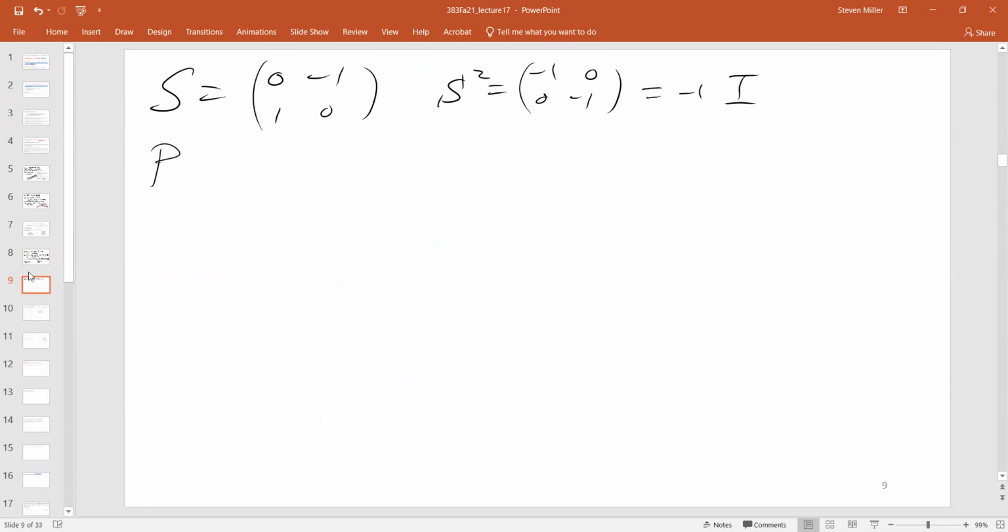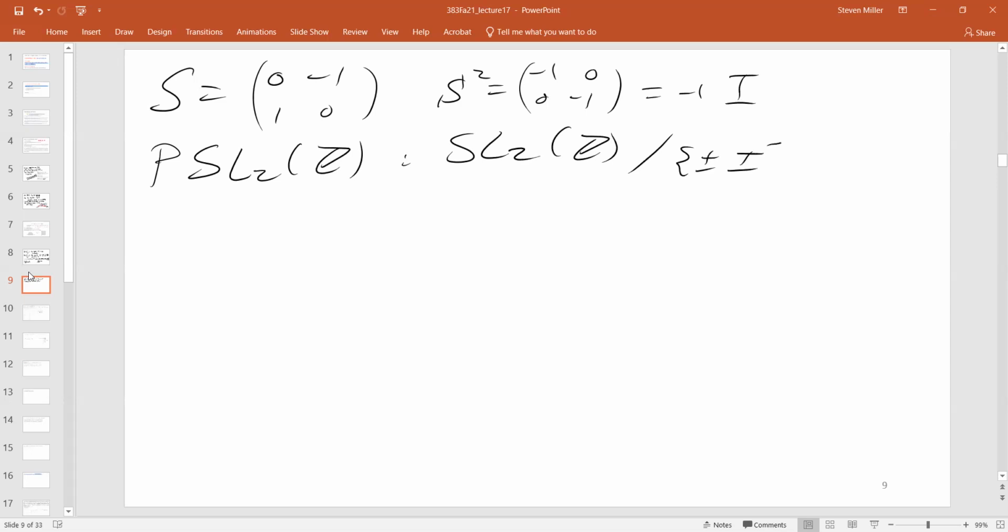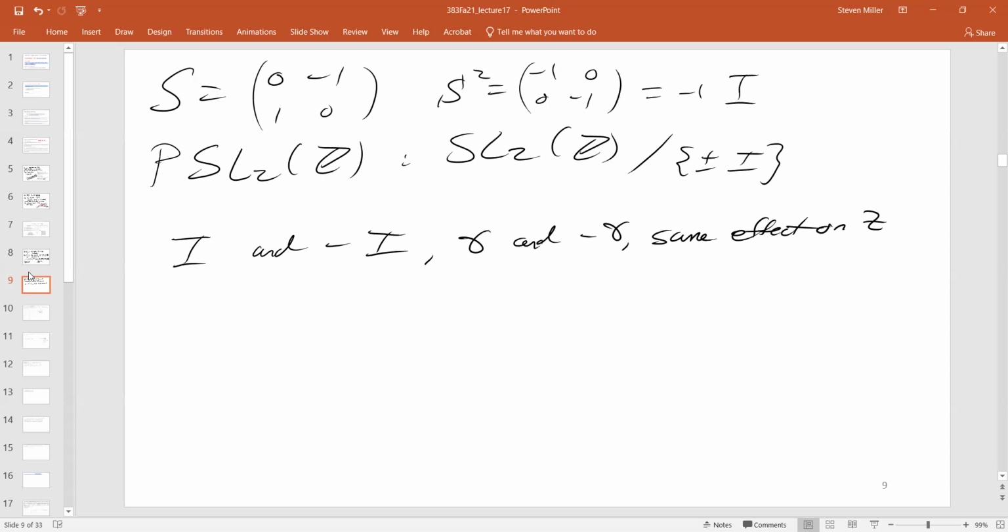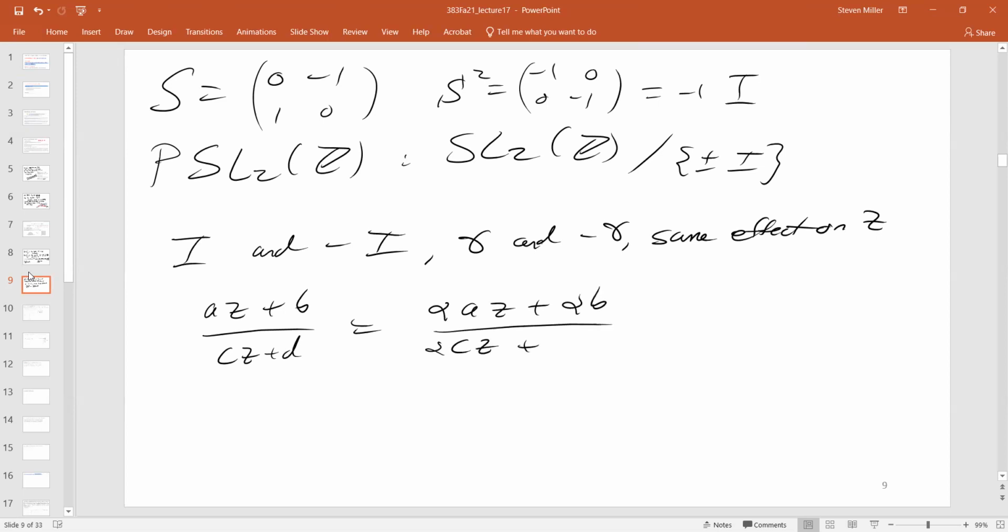And so what we really want to look at is PSL2 of Z, which is SL2Z, if you've seen some algebra, modded out by plus or minus the identity. Because really, when we're looking at the action, I and minus I, or gamma and minus gamma, have the same effect on z. Because remember, when we're looking at az plus b over cz plus d, this equals alpha az plus alpha b over alpha cz plus alpha d.